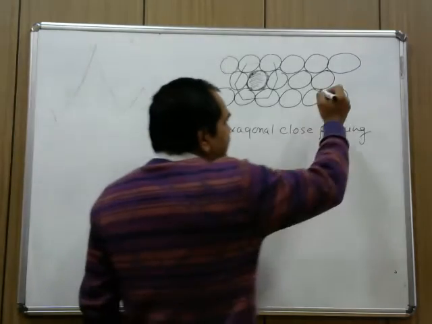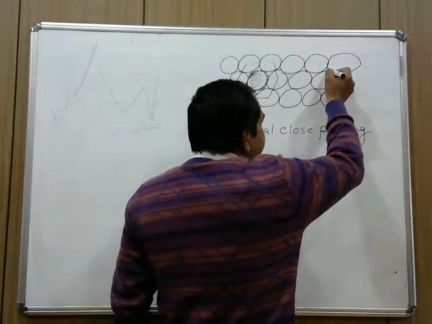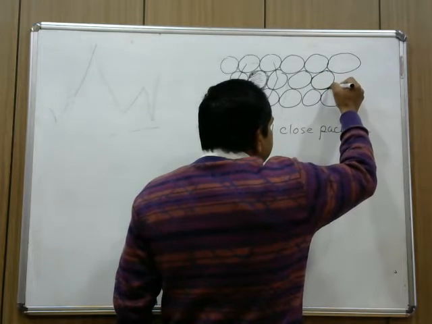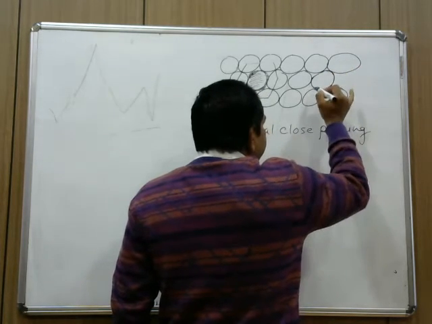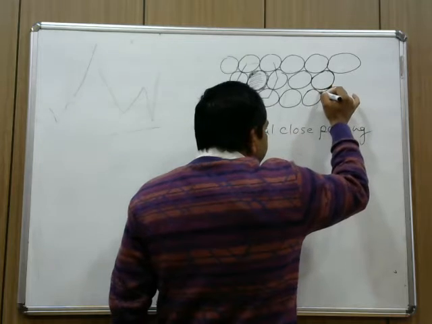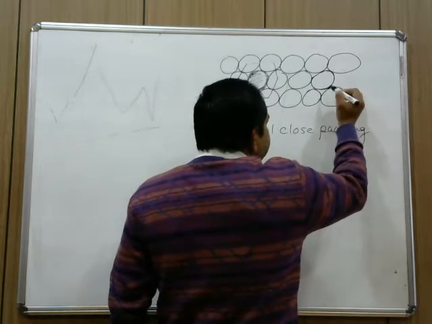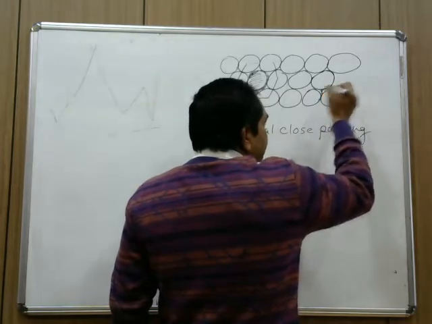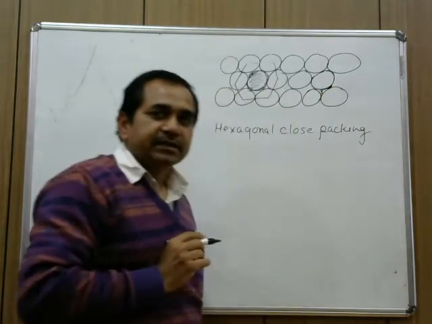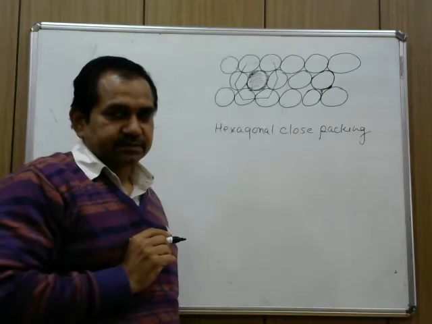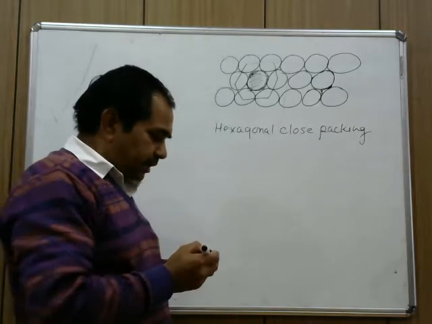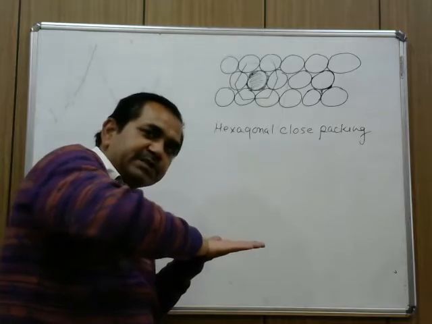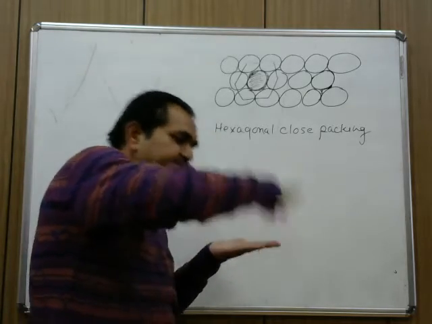Now here, if we consider these 3 spheres, there is a space which is called a void. This is the first row, or row of spheres present at ground level.